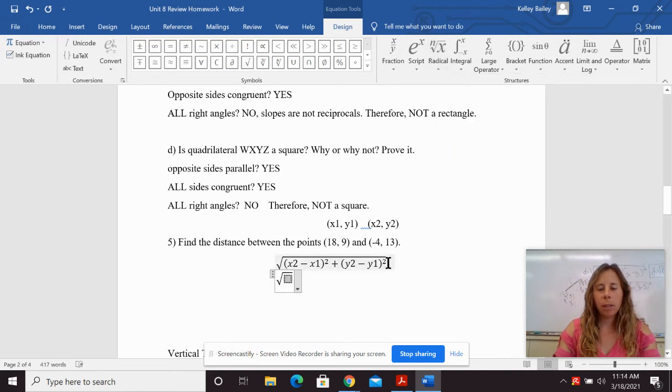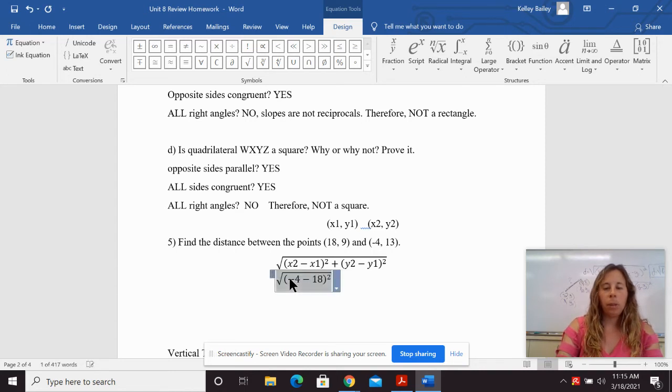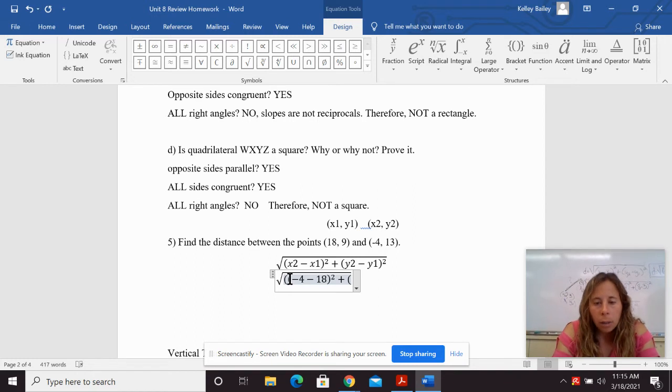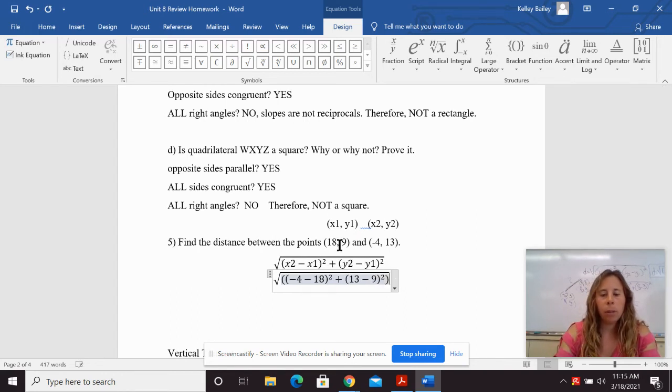X2 minus x1, so that's negative 4 minus 18, squared, plus y2 minus y1. So y2, 13 minus 9, 13 minus 9 squared.